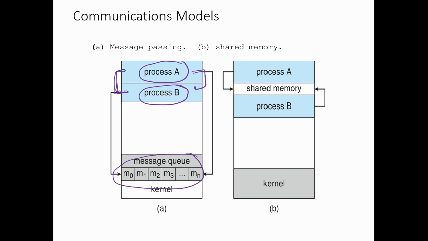What is shared memory then? Shared memory is, in terms of memory, an extra space that is accessed by both process A as well as process B, right? With the help of shared memory, both process A and process B communicate with each other. Clear? So there are two communication models. One is message passing and another one is shared memory.